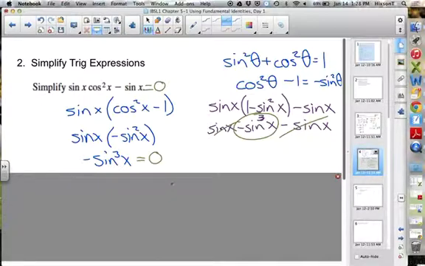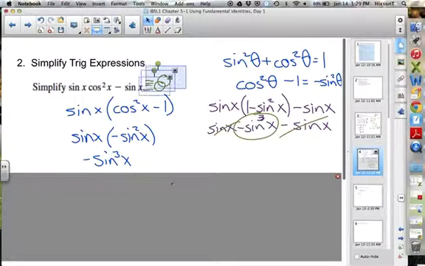I divide by negative 1, take the cube root of both sides, and I get sine of x equals 0. So where does sine equal 0? On 0, 180, and 360. Or 0, pi, and 2 pi. All right, so this we can't solve, but once we simplify, we can solve it. And that's something that we're going to be doing a significant amount of later on in the unit.